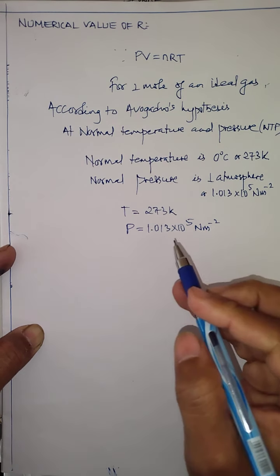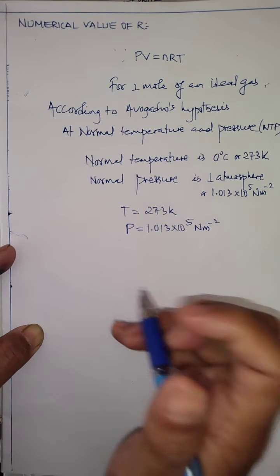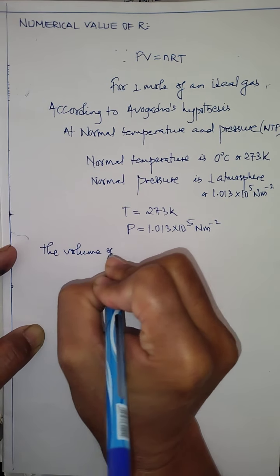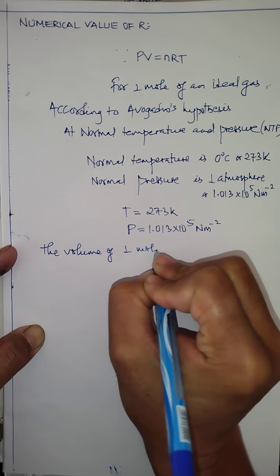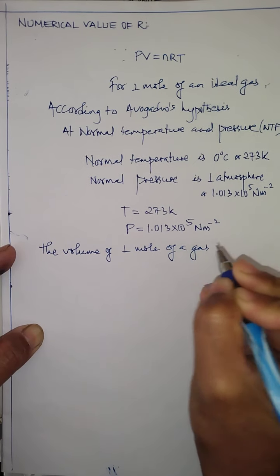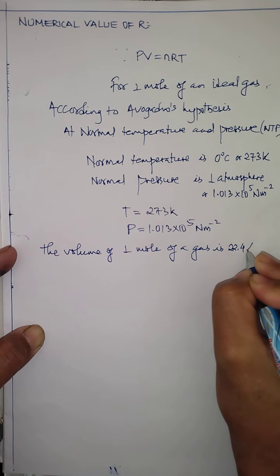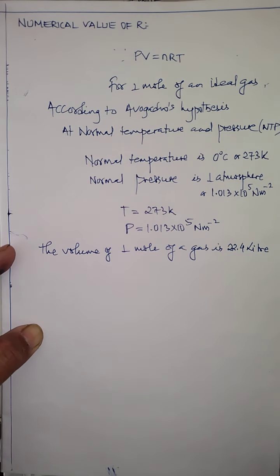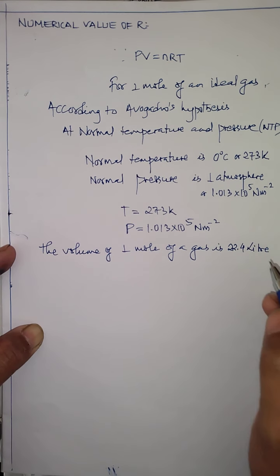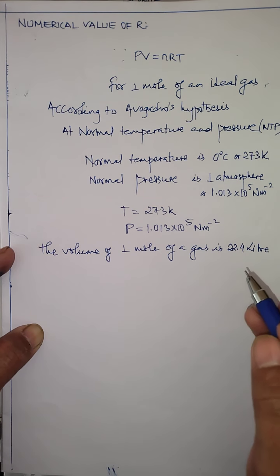So at this temperature and pressure, according to Avogadro's hypothesis, and this is very important, the volume of 1 mole of any gas is always 22.4 liters. The volume of every 1 mole of ideal gas is equal to 22.4 liters. Means every ideal gas acquires a volume of 22.4 liters for 1 mole of gas.